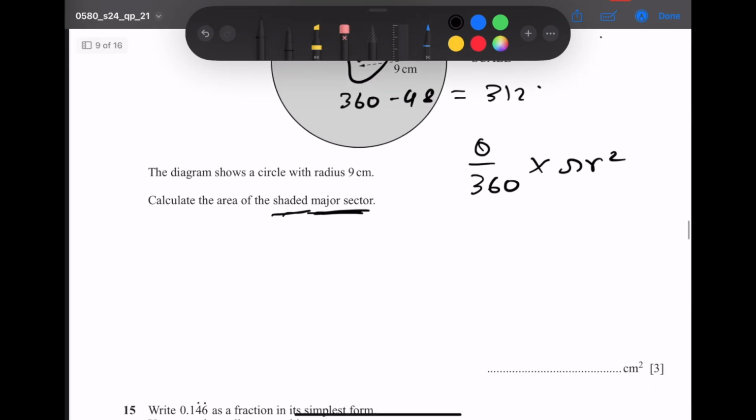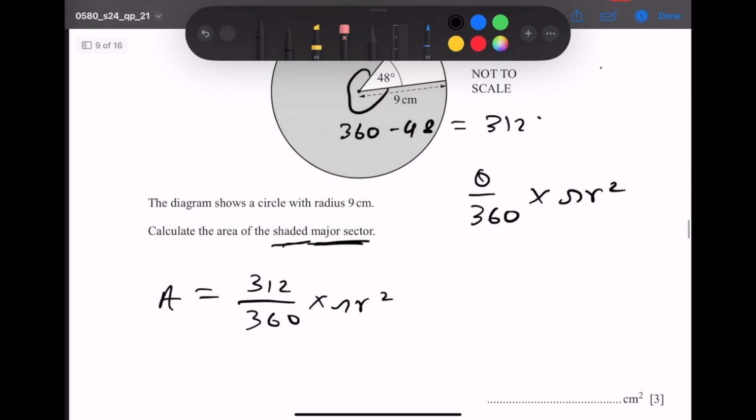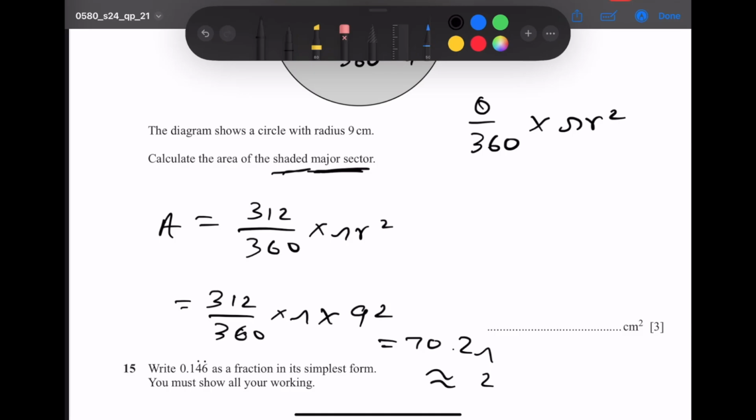So the area would be equal to 312 by 360 times pi r squared. So in this case, since the radius of the circle is equal to 9, this means that the area is equal to 312 by 360 times pi times 9 squared, which is equal to 70.2 pi, which rounds to 3 significant figures to 221.